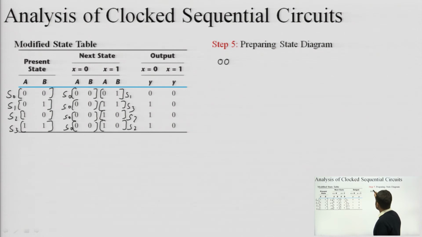0 0, you are in this state, and x is equal to 0, you will remain in this state, and that time output is 0. And for x is equal to 1, you will proceed to 0 1 state. Okay. For x is equal to 1, and output will be still 0. And for 0 1, you will move back to this, and output will be 1. Okay.